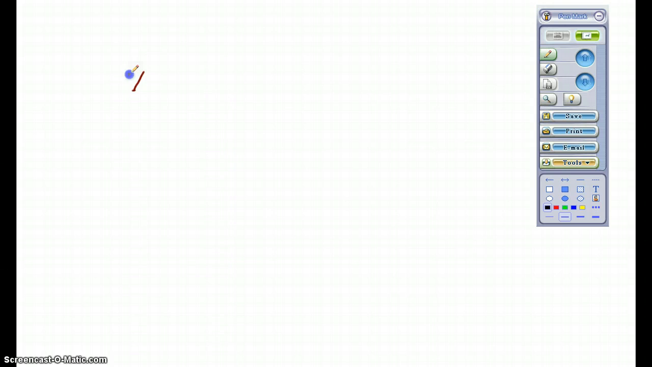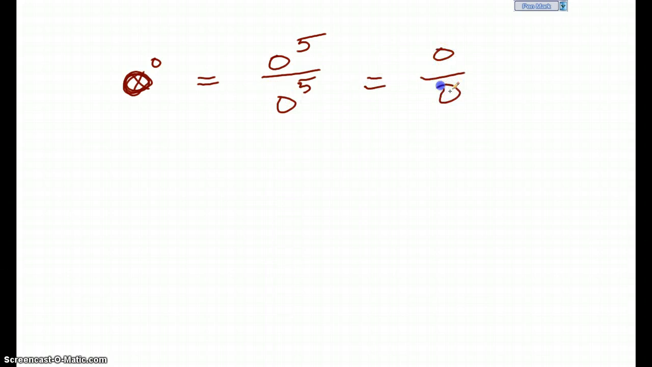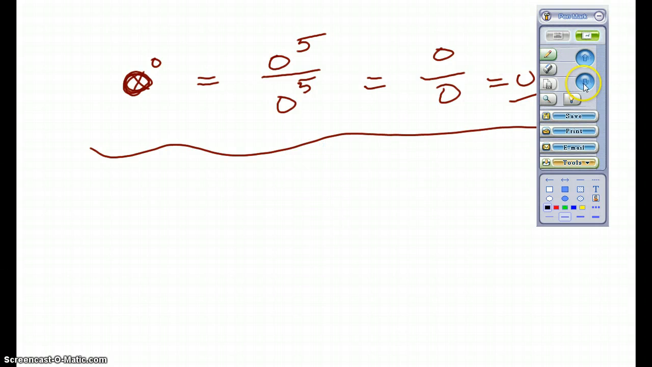If we have 0 to the 0 power, that really means we started off with something like 0 to the 5th divided by 0 to the 5th. Well, wait a minute. If you divide by 0, which really is just 0 divided by 0, that's undefined. You can't divide by 0. So raising 0 to the 0 power means that you have a 0 in the denominator. So that's why x can't be equal to 0. Hopefully that clarifies that point just a little bit.